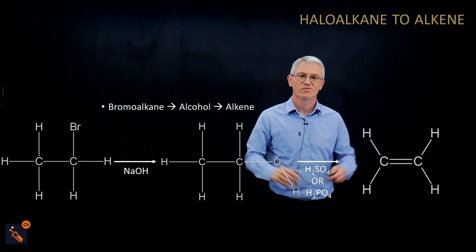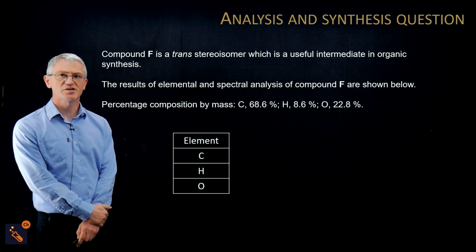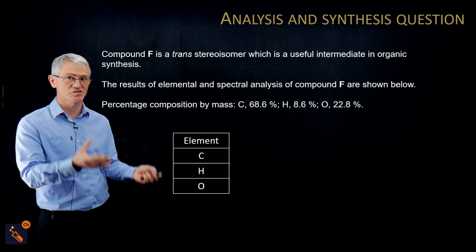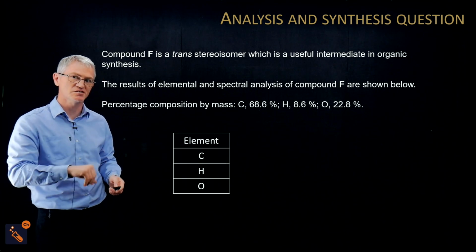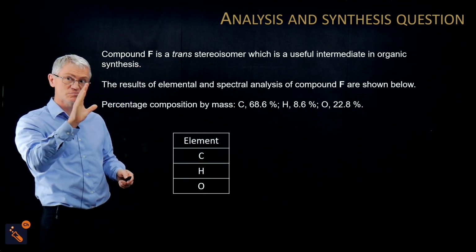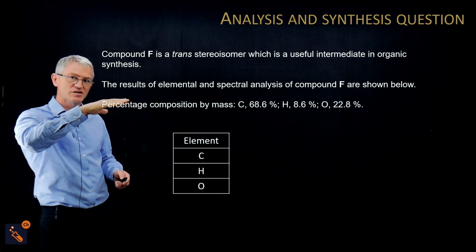So there are 4 common pathways which you need to know. So we're going to finish off this video with a combined analysis and synthesis question. We can't get all the question on one page, so we're going to show you a bit at a time. So we know it's a trans stereoisomer, okay, so that's important. Remember that for the future. We've got an elemental and a spectral analysis.